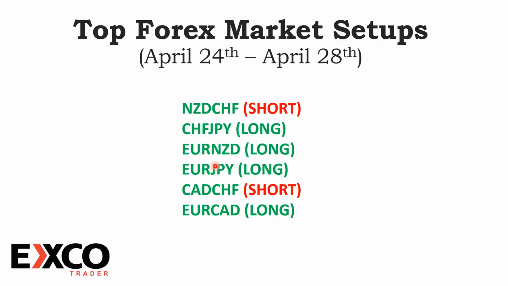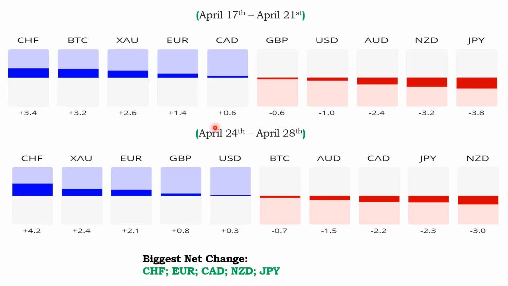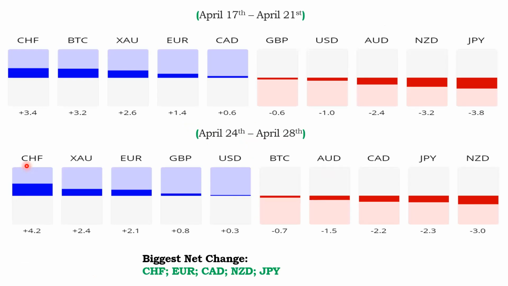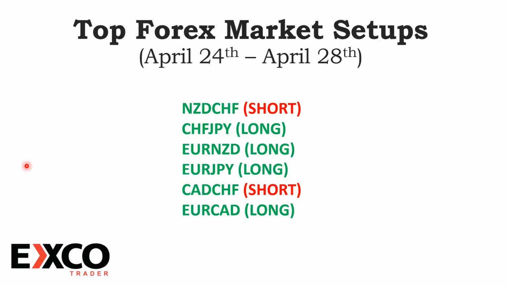So just to give you a bit of a snippet of what we will be looking at on the chart, I will be looking to trade NZD CHF. If you look at the setup, you will understand why. So NZD CHF, I will be looking to short it. CHF JPY, you see that CHF is strong, JPY weak. Euro NZD, Euro JPY, Canadian dollar Swiss franc, and then Euro Canadian dollar. Okay, so let's jump right in on the charts to see exactly what the market holds for us.